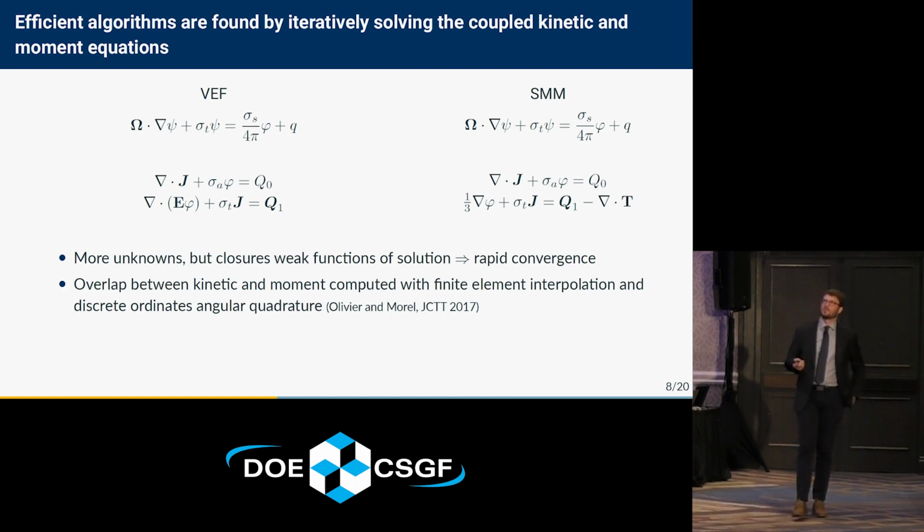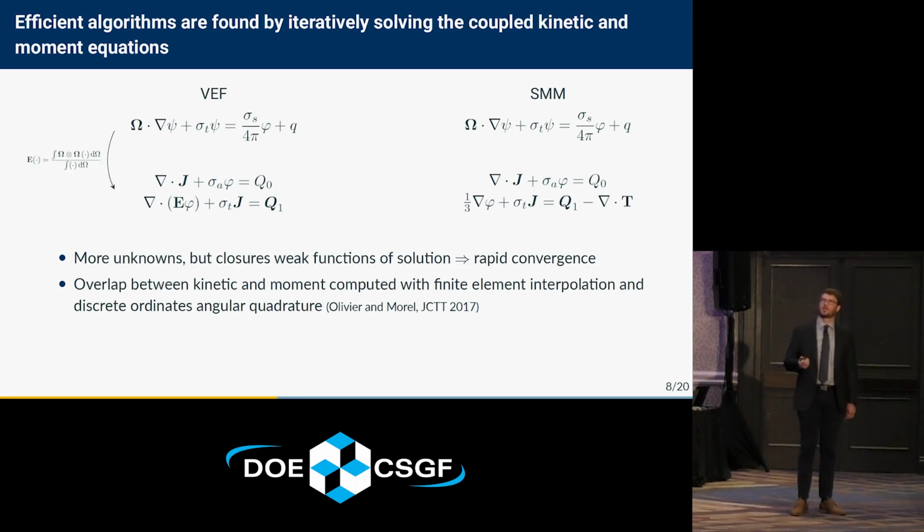And so efficient algorithms are found by iteratively solving the transport equation with the moment equation. So the top line is the transport equation for both methods, but the lower line is the moment equations with the certain closures. So VF uses the multiplicative closure, while the second moment method uses the additive closure. And so now we're solving for both the kinetic solution, psi, and also the moment equation. So we've added unknowns, but the key is that the closures are weak functions of the solution, so we can actually design iterative schemes that have rapid convergence.